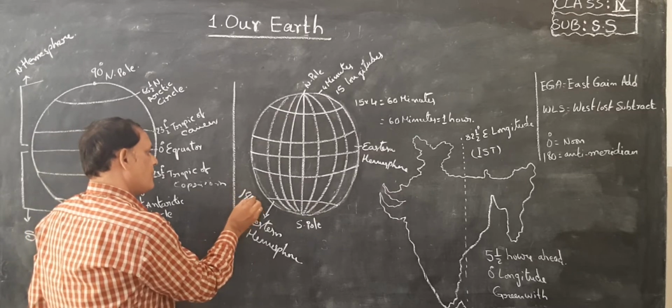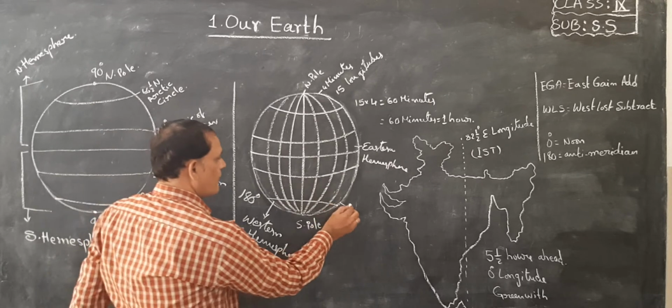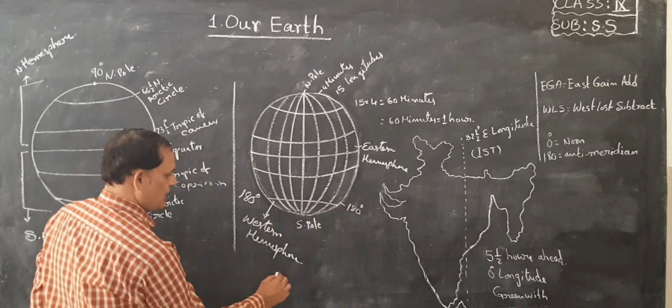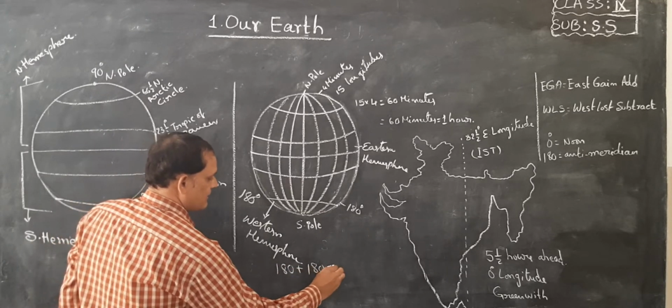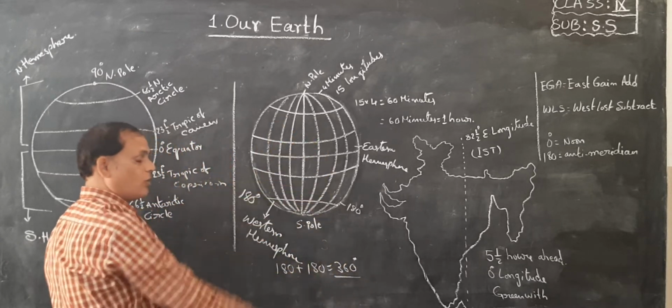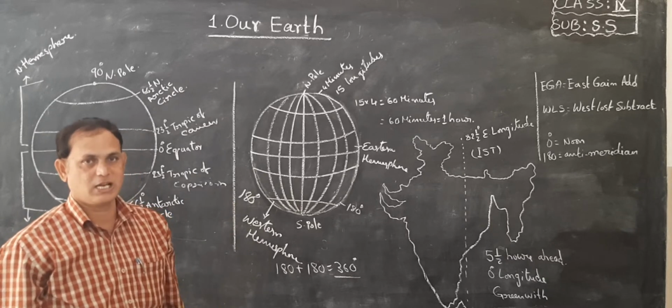How many? 180 longitudes are there. In that Eastern Hemisphere also, 180 longitudes are there, children. So 180 plus 180, how many, children? 360 longitudes are there, children. Upon the globe, how many longitudes are there? 360 longitudes are there, children.